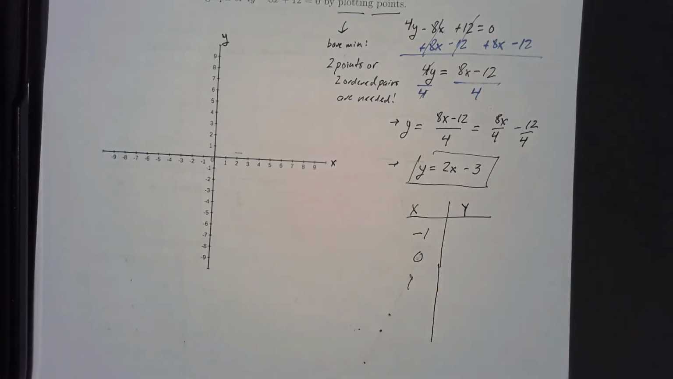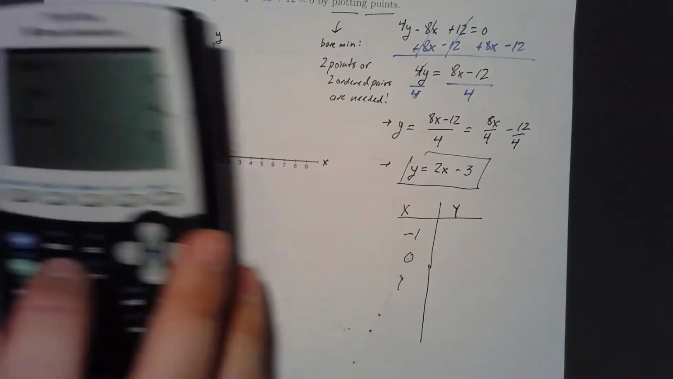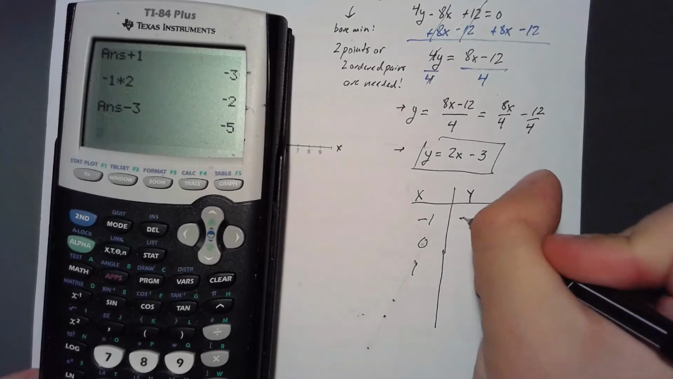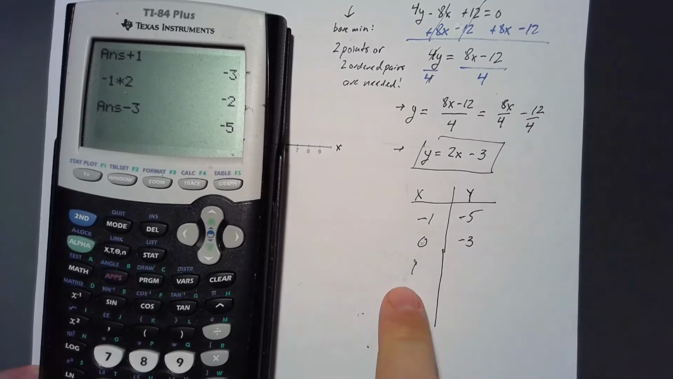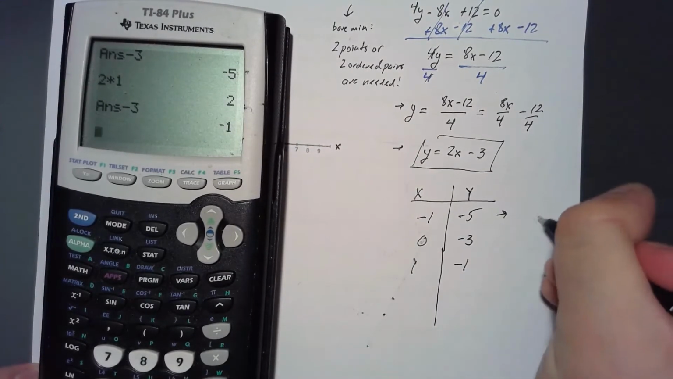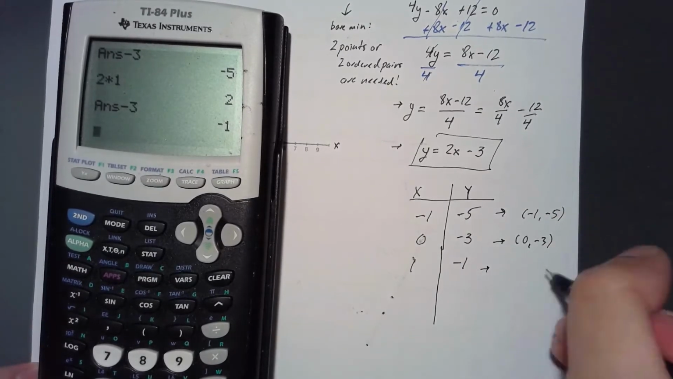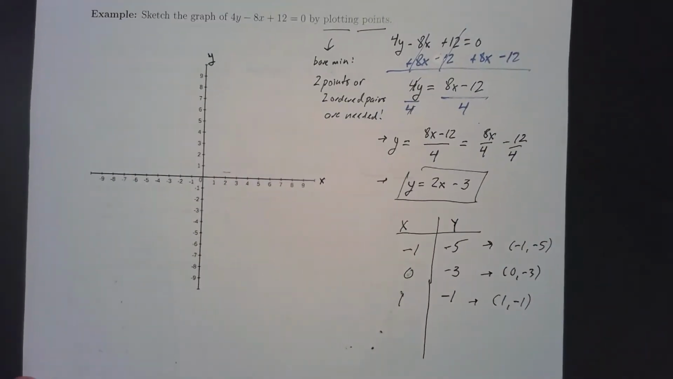So, alright, whip out your calculator, or just do some mental math. -1 times 2 is -2, minus 3, -5. 0 times 2 is 0, minus 3 is -3. 1 times 2 is 2, minus 3, -1. So my ordered pairs are (-1, -5), (0, -3), and (1, -1). Now just plot those 3 ordered pairs on my coordinates.